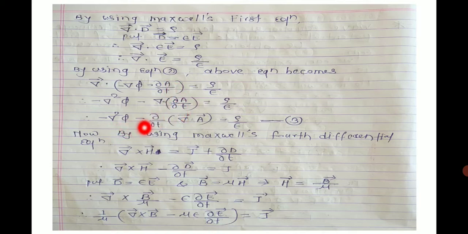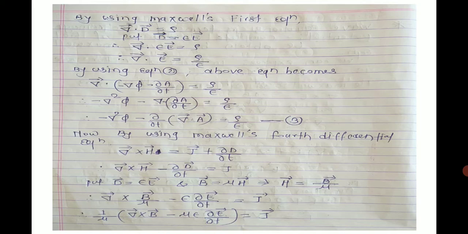Then ∂ by ∂t will be separated out, and in bracket del dot A is equal to rho divided by epsilon. Equation number 3. Equation 3 is minus del square phi minus ∂ by ∂t del dot A is equal to rho divided by epsilon. This is equation number 3.